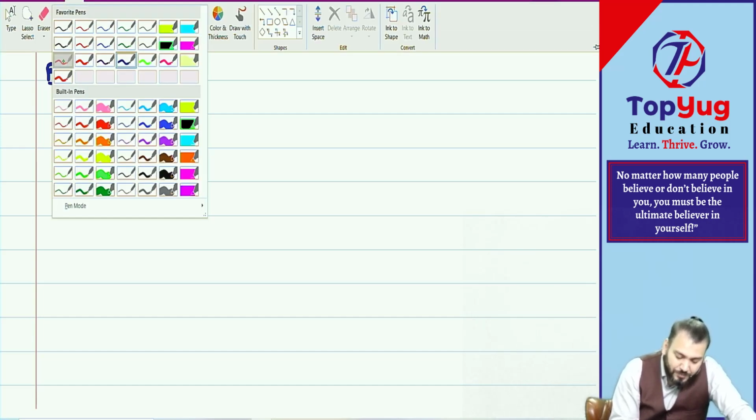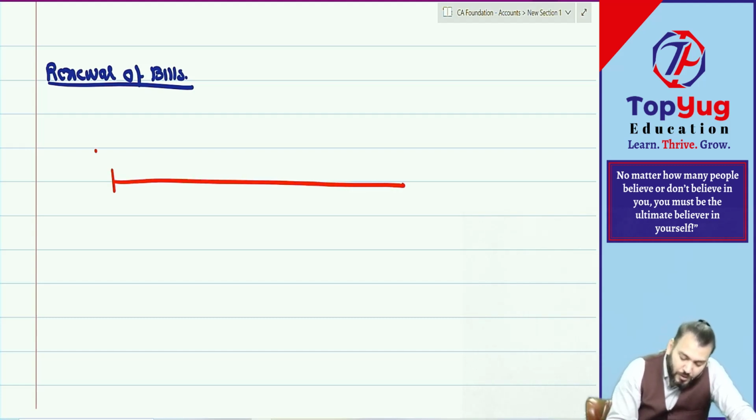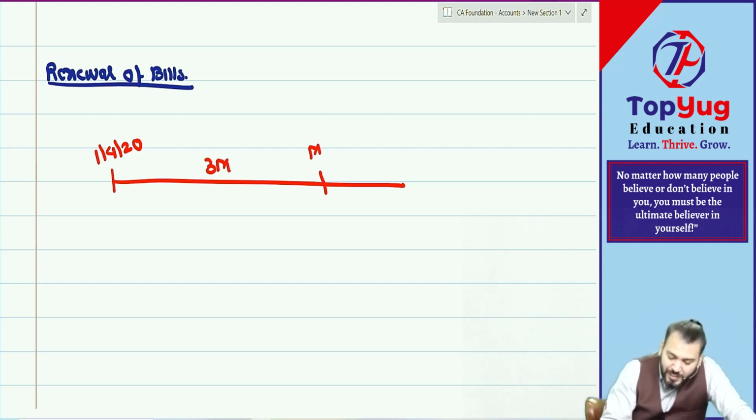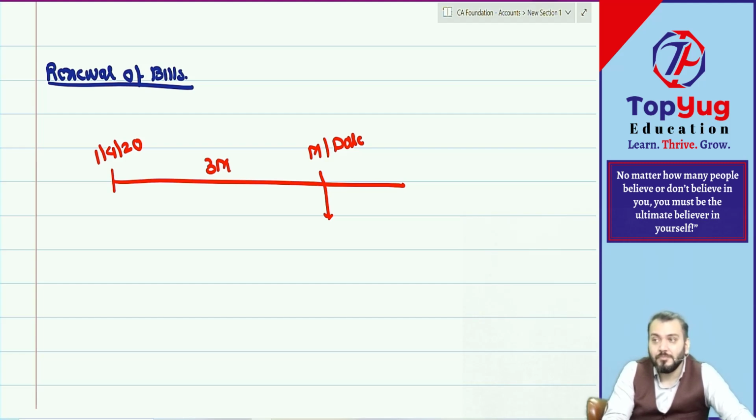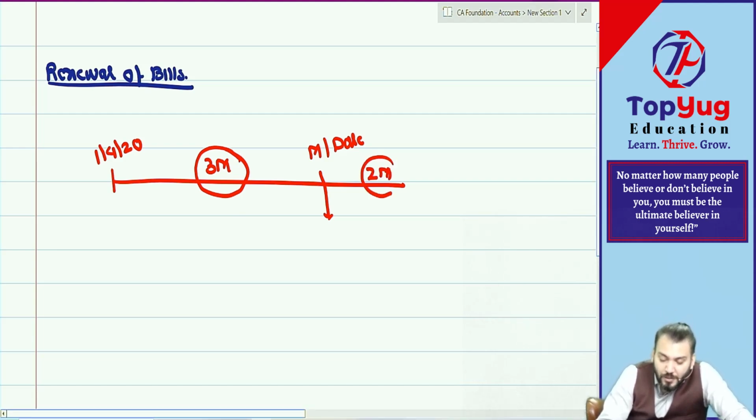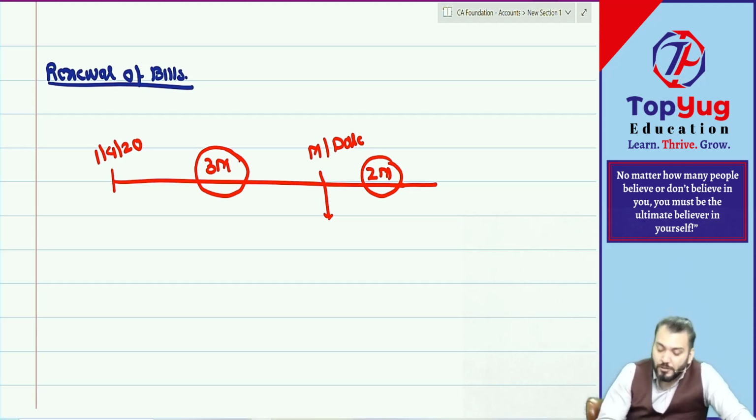What is the meaning of renewal of bill? Just try to understand. Suppose a bill was drawn on 1/4/2020 and after 3 months there is a maturity date. On this date, the drawer will present the bill to the drawee, but on presentment it might happen that the drawee is unable to pay, and she may request to draw another bill. She may require some extra period for payment. Initially that was the period, but then she wants an extra 2 months for payment of the amount. Quite possible.